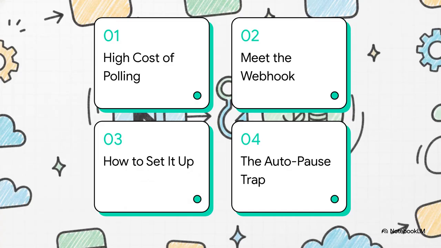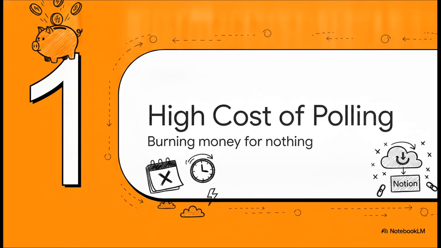Okay, let's dive into this. Here is a roadmap for today. 1. The high cost of polling. 2. Meet the webhook button. 3. How to set it up. And 4. The auto pause trap. Starting with section 1. The high cost of polling, or why you are burning money for no reason.